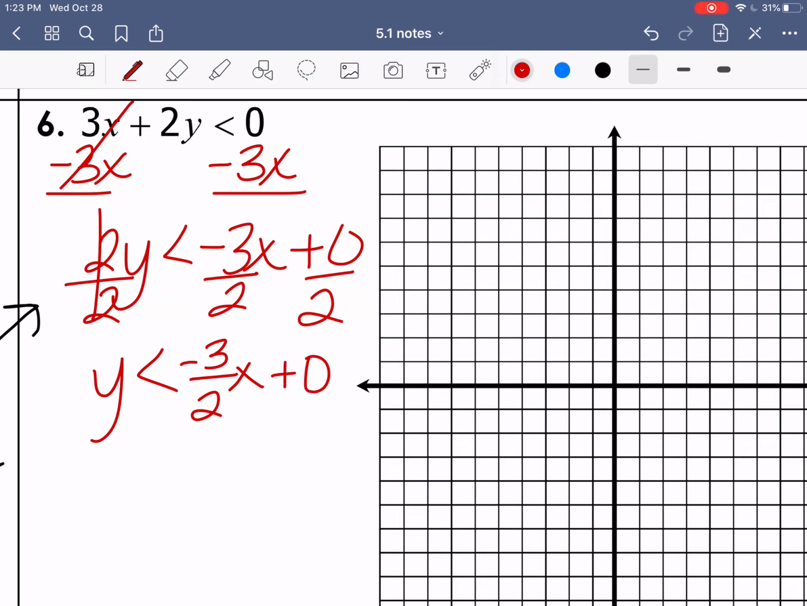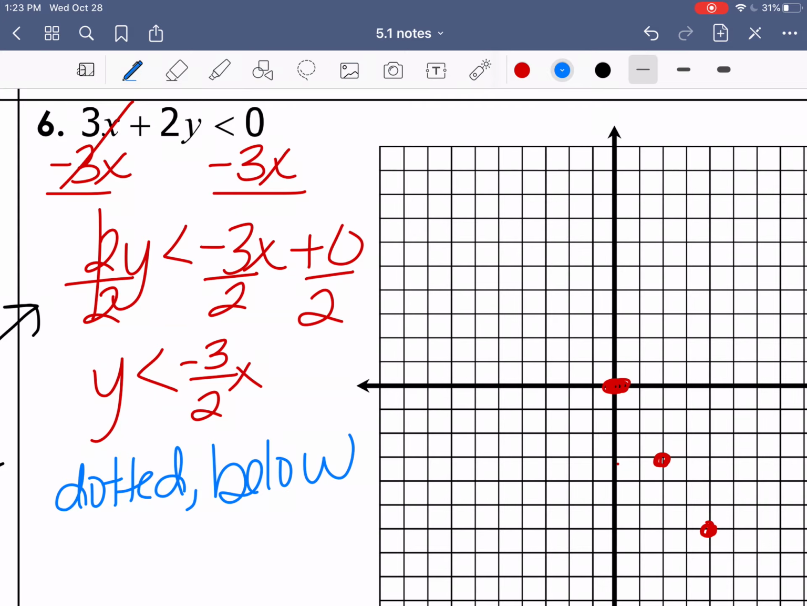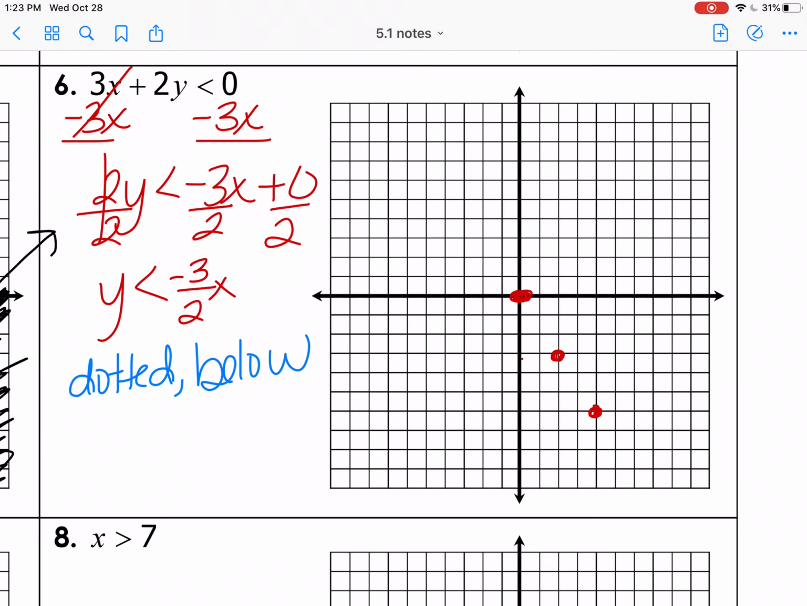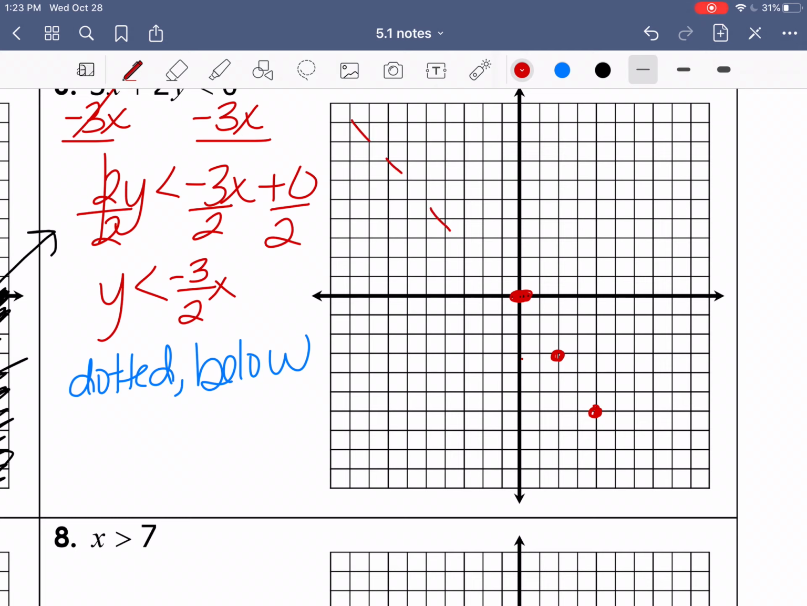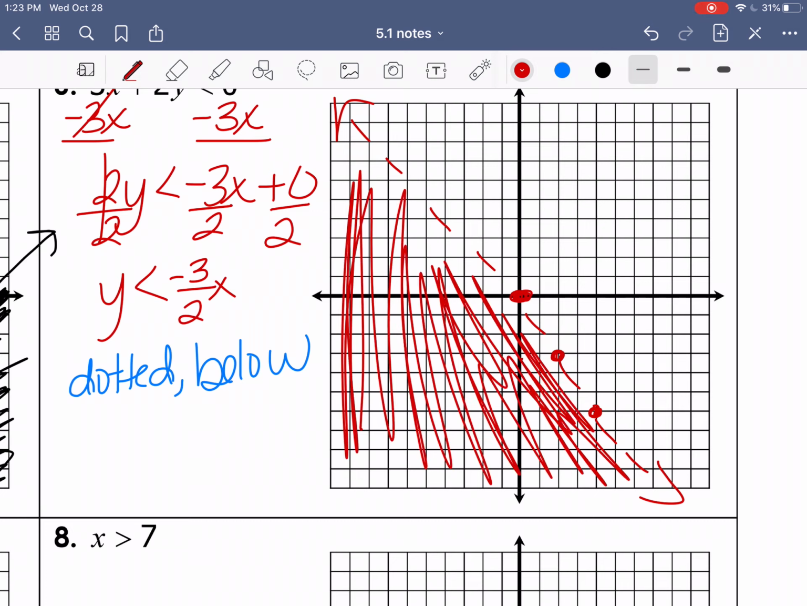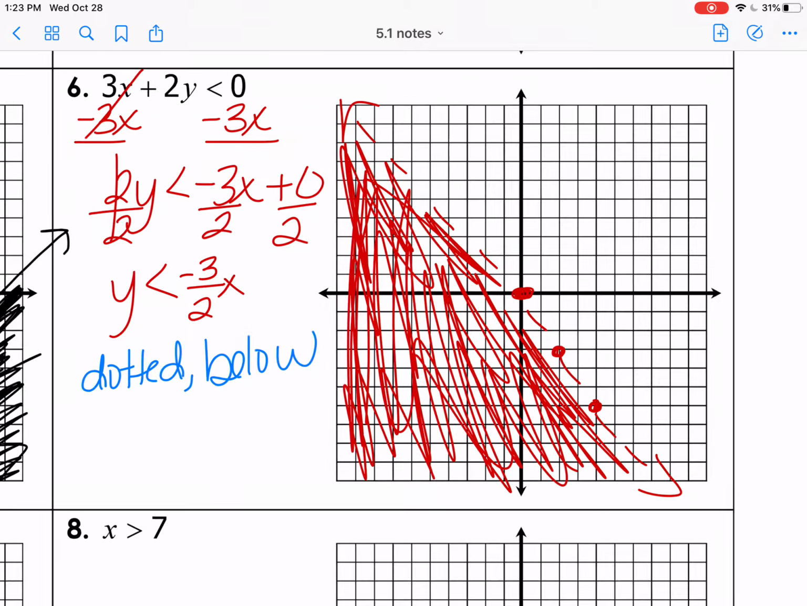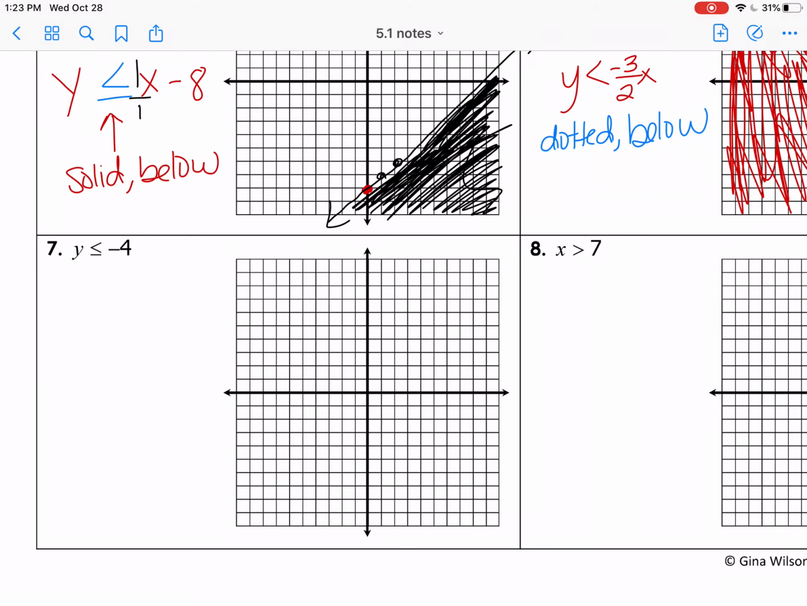And our slope is negative, so we're proceeding down 3 to the right 2. Down 3 to the right 2. My inequality sign is less than, so it's another dotted or dashed line. And that means it's going to go underneath, because again, it's less than. So, dotted dashed line. Color underneath it, which is going to be to the left. Like the left/under. Okay, last 2 really quickly before I run out of time.